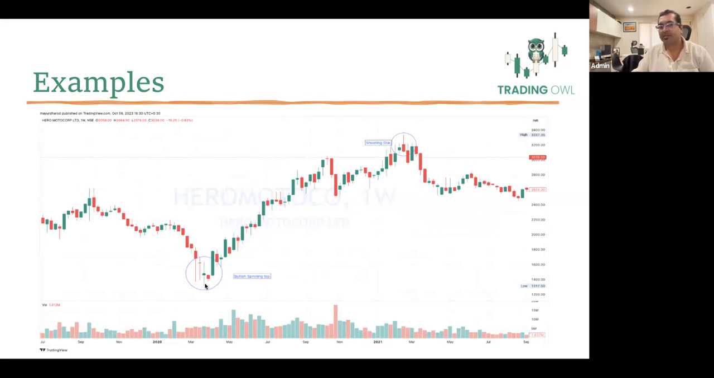Only breaking of this and closing below that, the fall would continue. Or there could be a false candle below this, very rarely. But you need to watch out for bullish candles after that to enter. And then you see a strong rally post that.